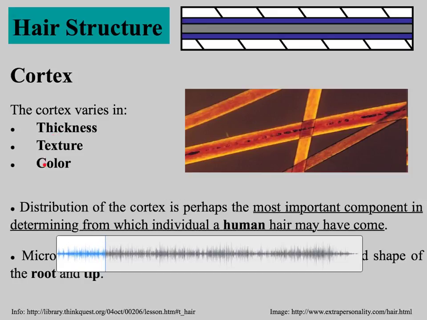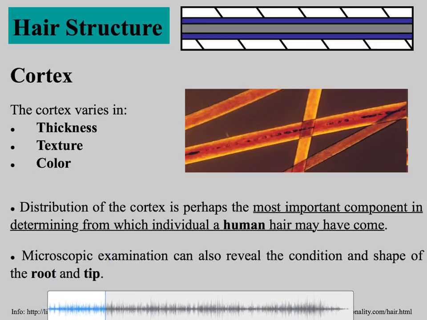The cortex can vary in 3 ways, right? The thickness, the texture, the color. But the distribution of the cortex is the most important component in determining which individual a human hair may have come from. So this is kind of like the fingerprint of human hair, right? Each human has a slightly different cortex. When we're looking at the hair, if we can see the cortex, that allows us to identify. We can also see the root and the tip based on examination, and we'll look at these a little bit later.